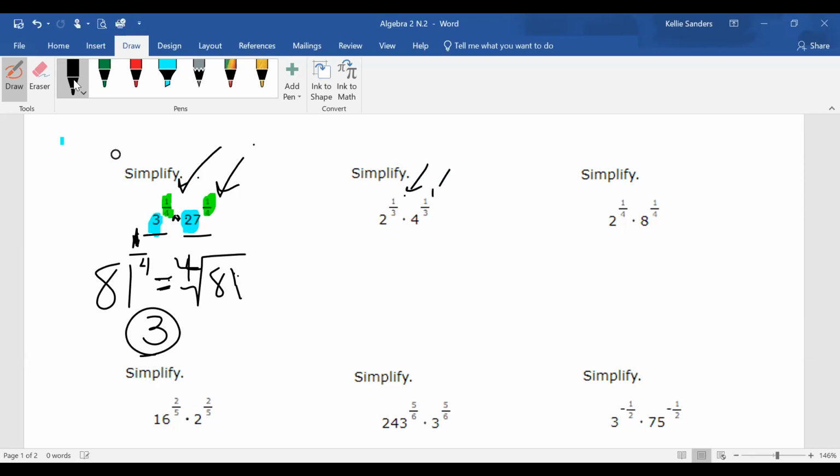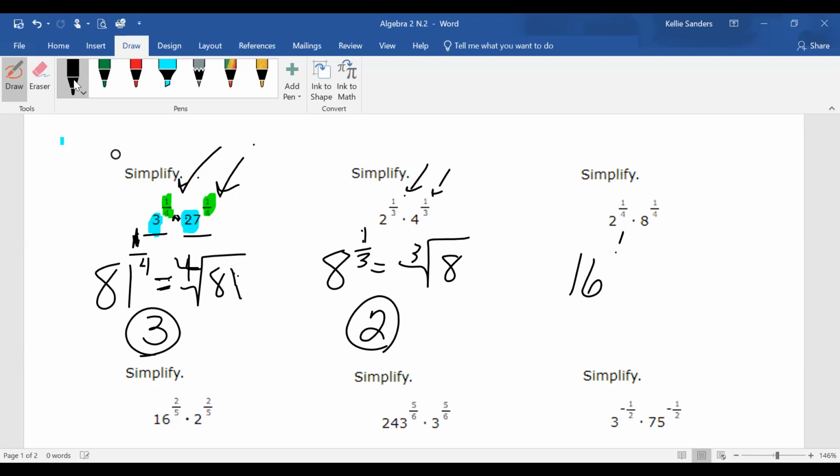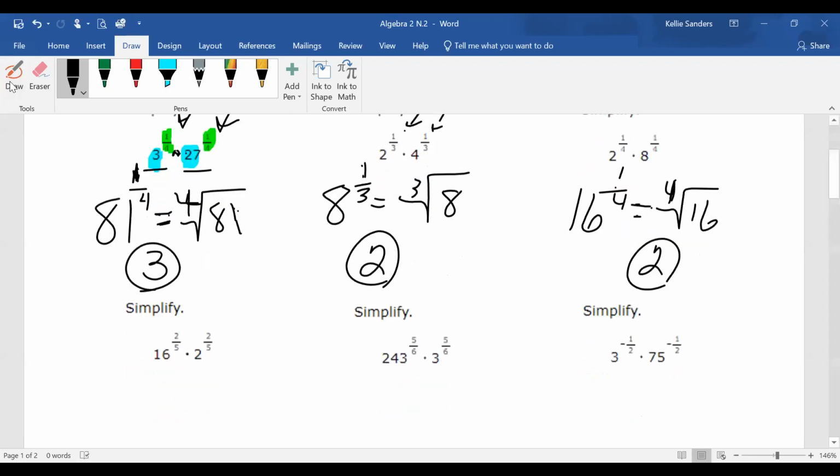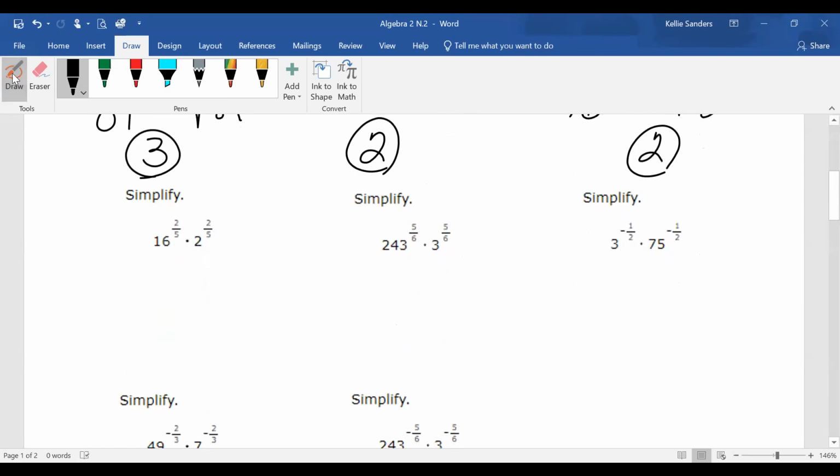Same thing here, the 1/3 and the 1/3. So we're going to do 2 times 4, which is 8, but we're going to keep the 1/3, which means the cube root of 8. And what do you multiply by itself 3 times to get 8? 2. So 2 times 8 is 16, but we keep the 1/4, which means the fourth root of 16, which is 2. If y'all don't remember how I was getting the 3s and the 2s, then just ask and I will remind you.